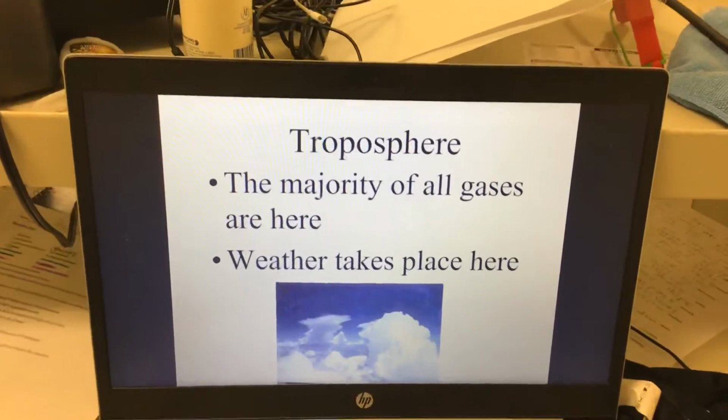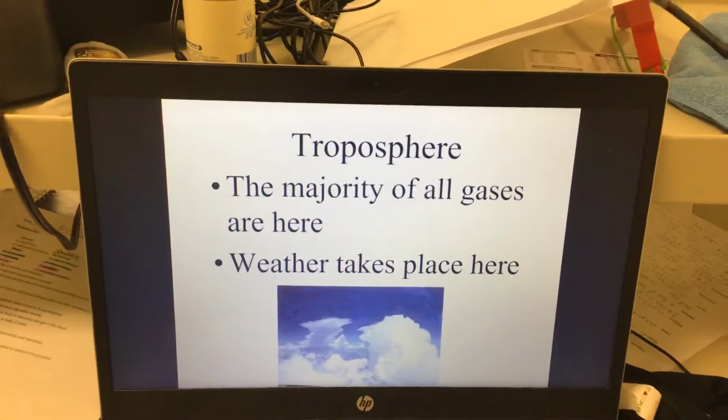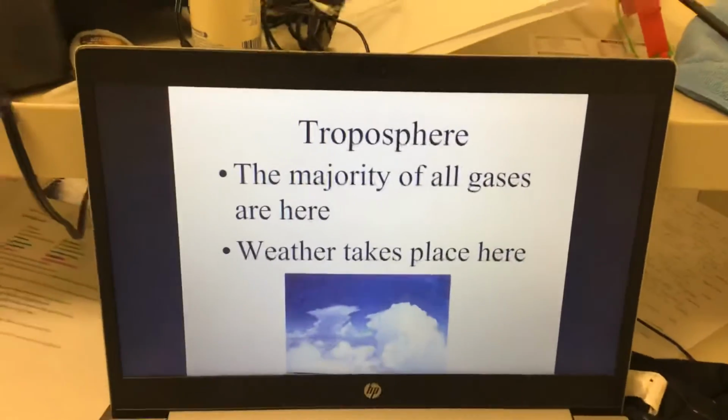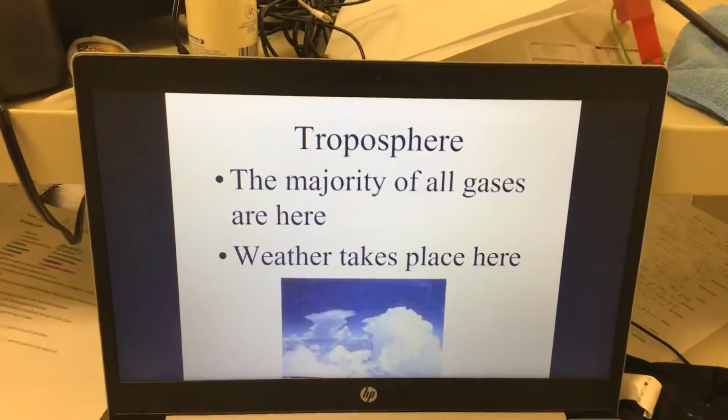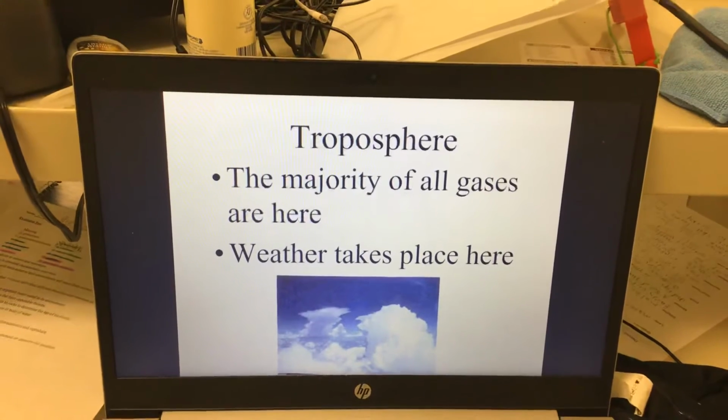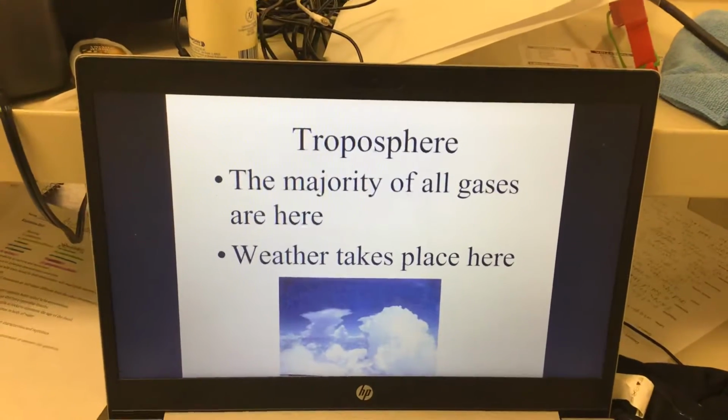So the first layer of the atmosphere is the troposphere. Go ahead and write all of this down. The majority of all gases are in the troposphere, and weather takes place here. The majority of all gases are here. Weather takes place here.